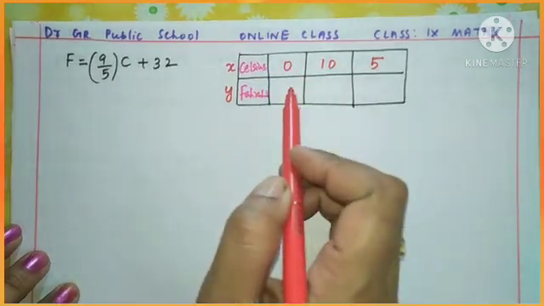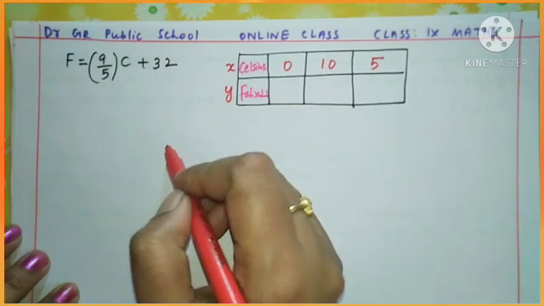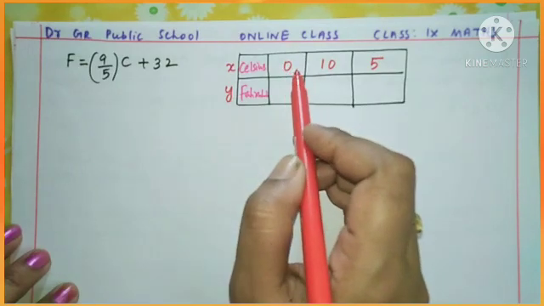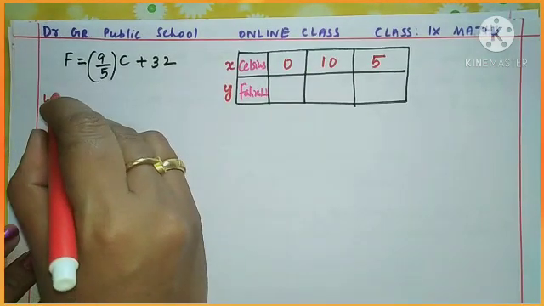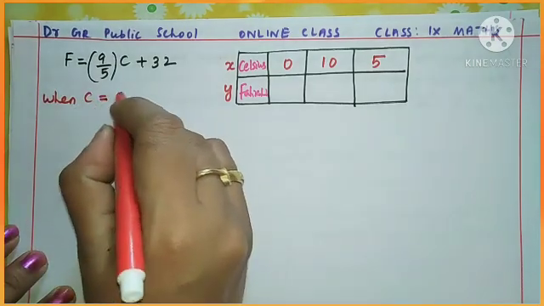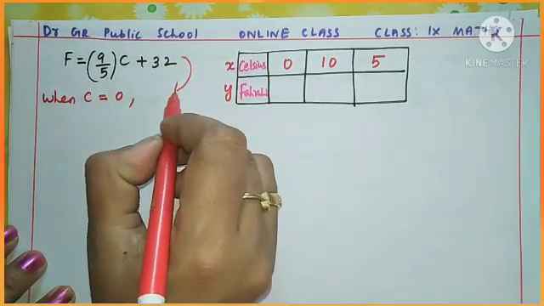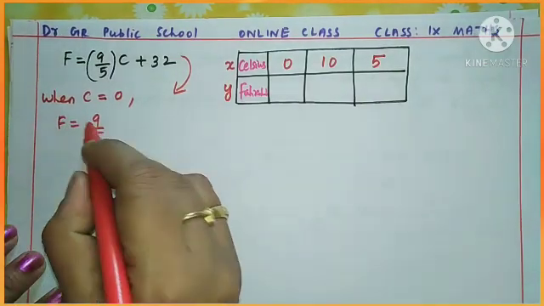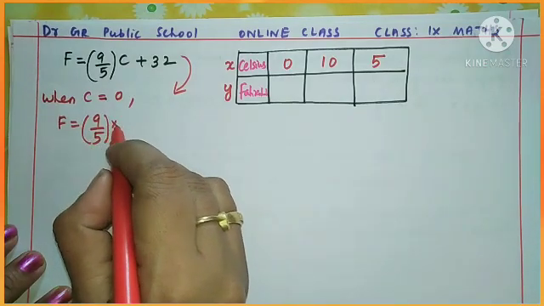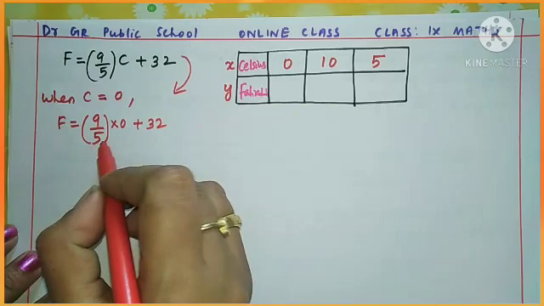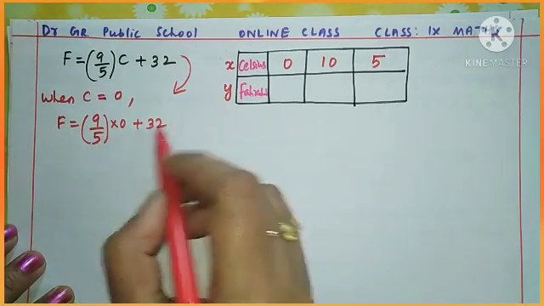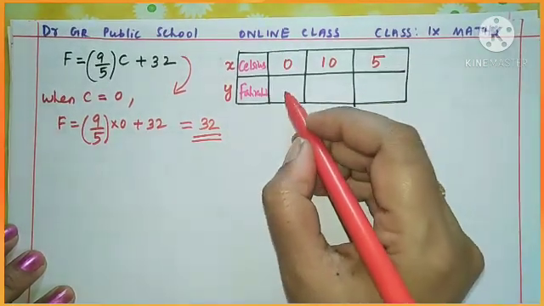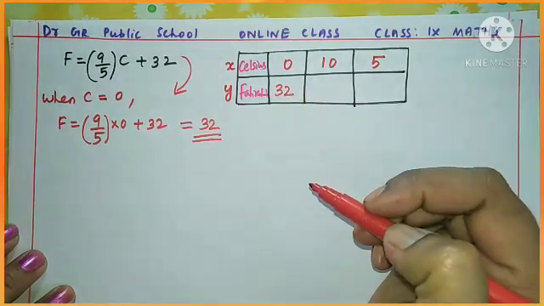Now for these values we can find out what is the corresponding value of F. So first what is the value of C? Yes, 0. So when C is equal to 0, you put it in the equation to get the value of F. So F equal to 9 by 5 of C, means into, correct? That is 0 plus 32. You know any number multiplied by 0 is 0, so that is 0 plus 32. So what is the value of F we got when you put C equal to 0? 32. So that is the first value of F, 32.